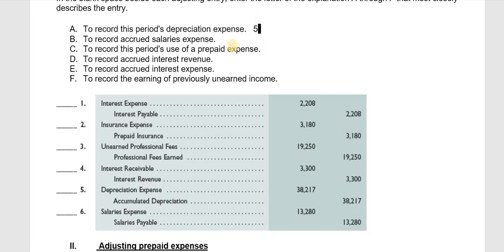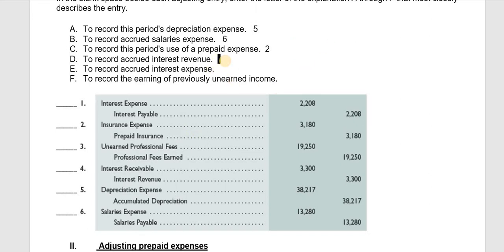Okay. Letter B, to record accrued salaries expense. Bingo. Debit salaries expense, credit salaries payable. So that's number 6. C, to record this period's use of a prepaid expense. Bingo. Insurance: debit insurance expense, credit prepaid. That's number 2.